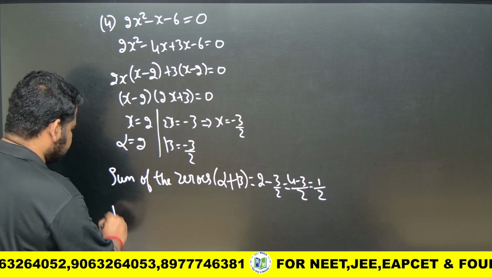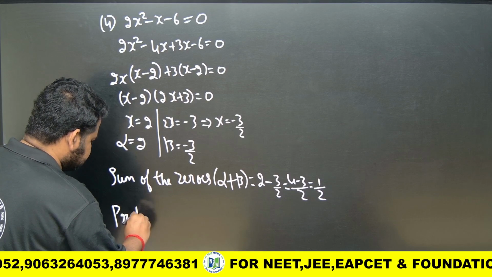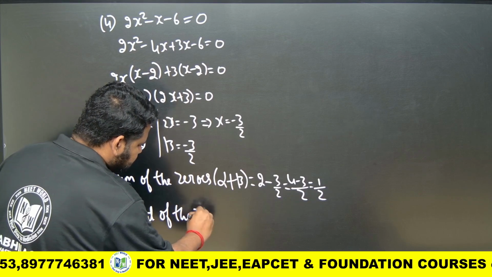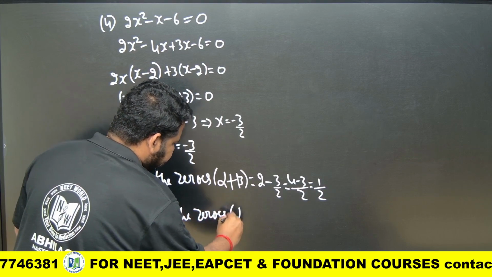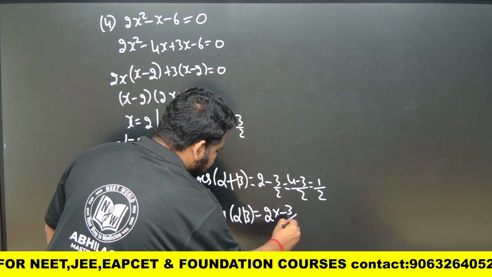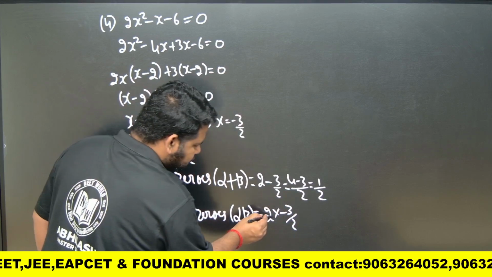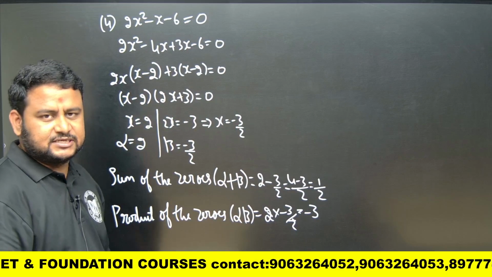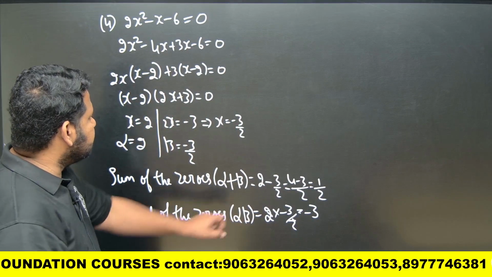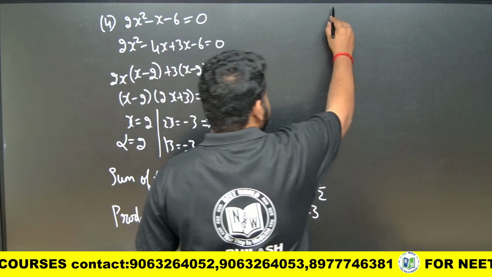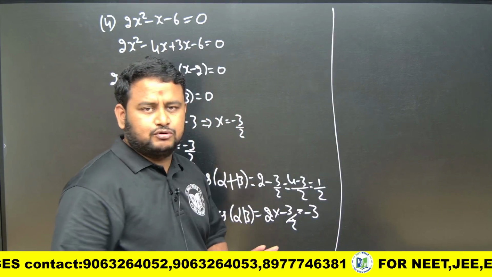What about the product of the zeros, friends? Product of the zeros is alpha beta. That is equal to 2 into -3/2. So here the 2 cancels, and I'll get -3. This is what I got. Now the product of the zeros I got as -3. Done. Now this is done using the direct method.